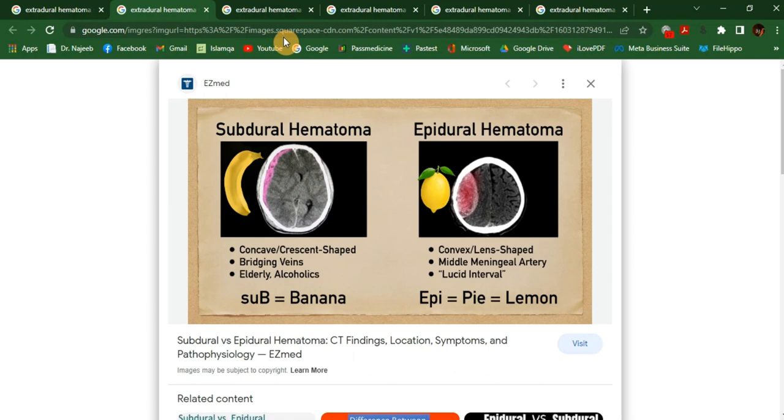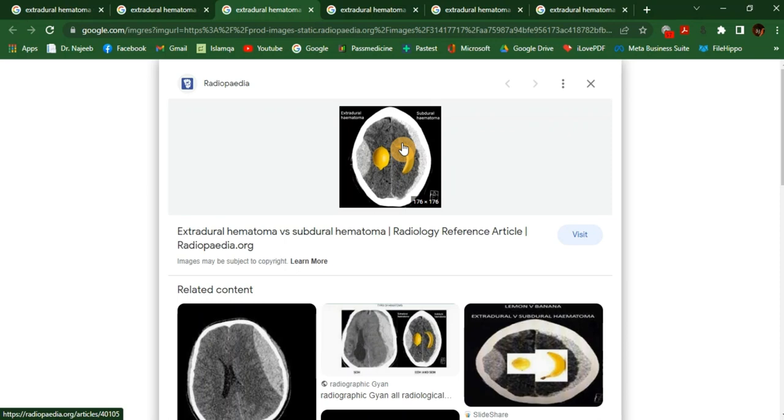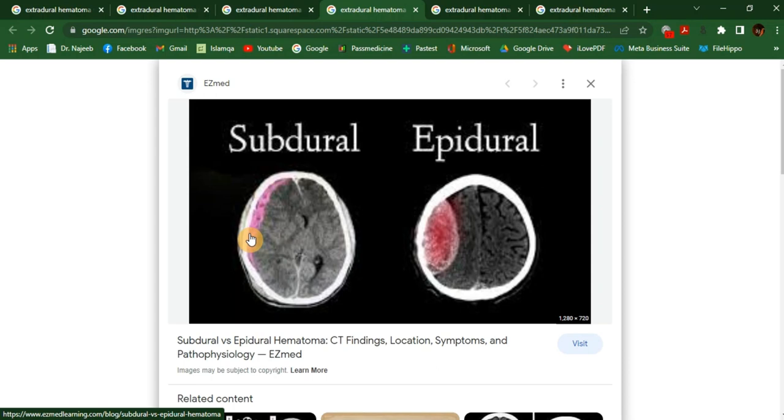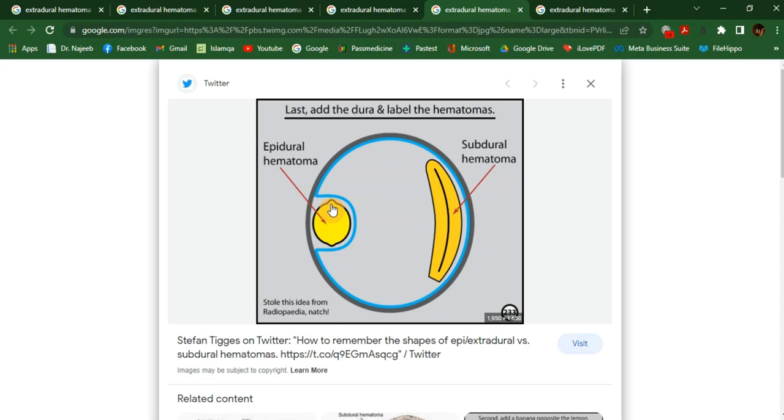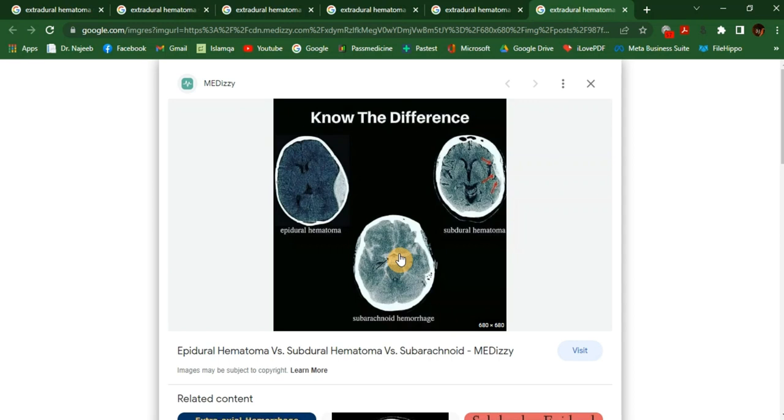So look at here, this is the lens shaped extradural hematoma, and this is the crescent shaped subdural hematoma. The epidural or extradural hematoma is limited by the suture line, and the subdural hematoma is not limited by the suture line. And this one is the subarachnoid hemorrhage, which will give rise to a butterfly type of appearance. And this is epidural or extradural. This is subdural.